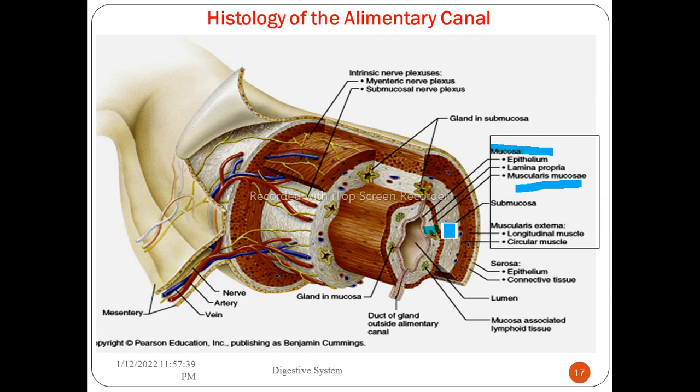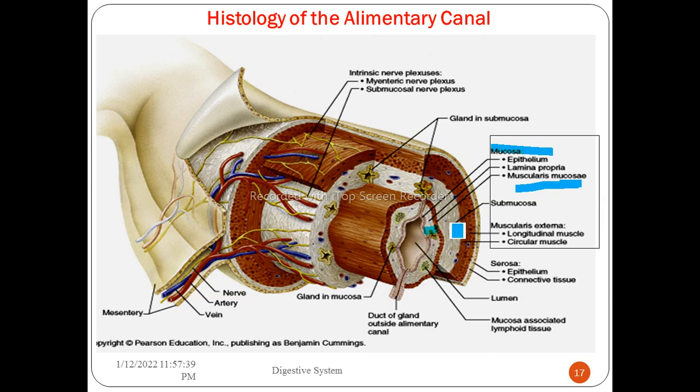These three layers of the mucosa are very important. The epithelium is the inner line. The white one is known as lamina propria, whereas the red line is known as muscularis mucosa. Together these are known as mucosa.